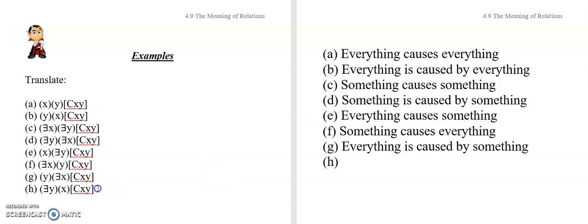Okay, let's look at our last case here, H, and try to translate that. What's it mean? So this says at least one thing in terms of Y, and it's in the second position. So something is caused by, and then what's the rest of it? Everything. Okay, something is caused by everything. So something is caused by absolutely everything. How could that be true?